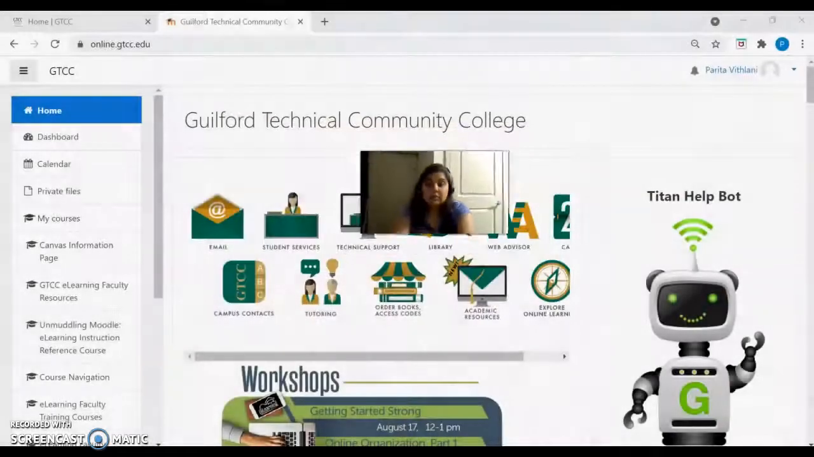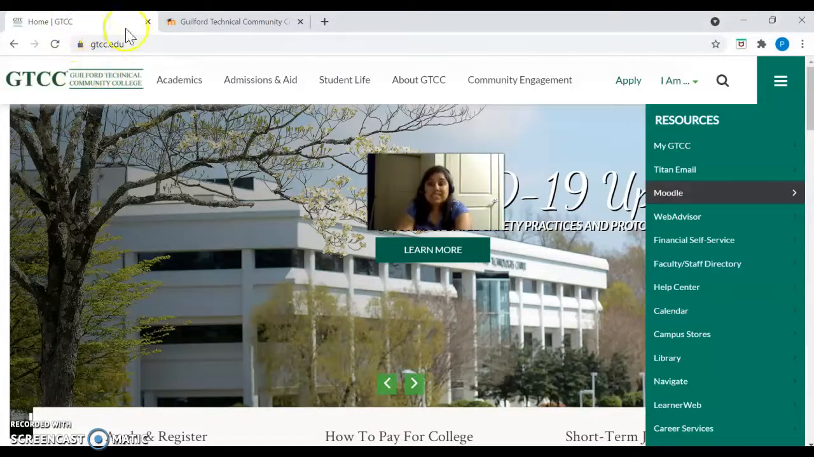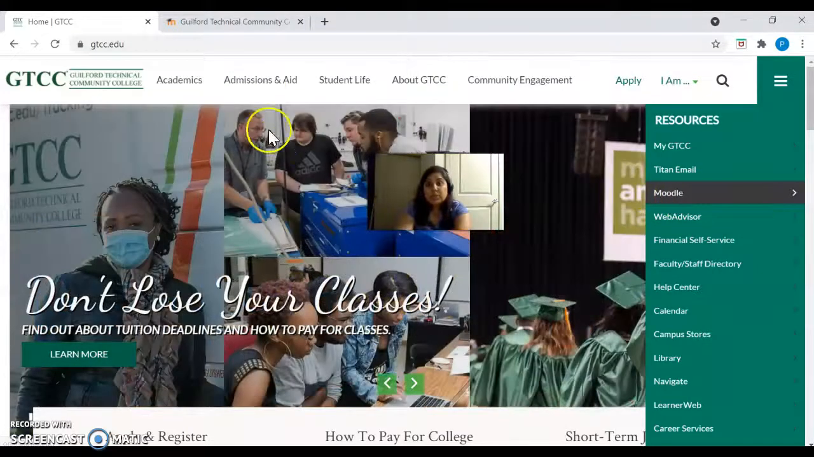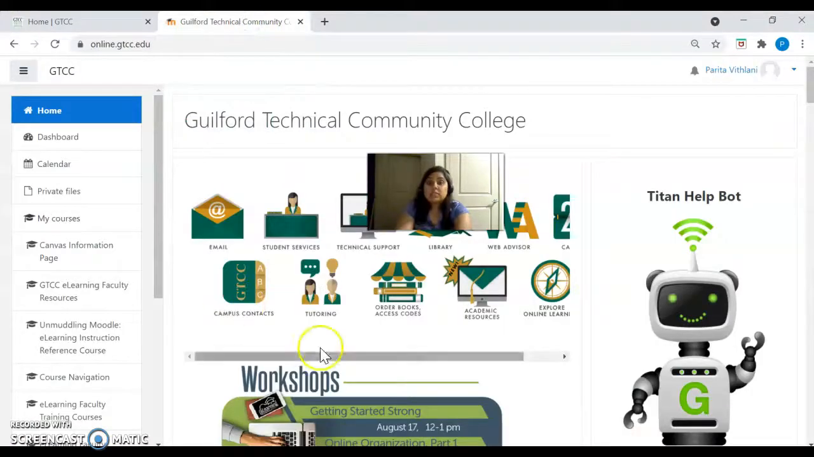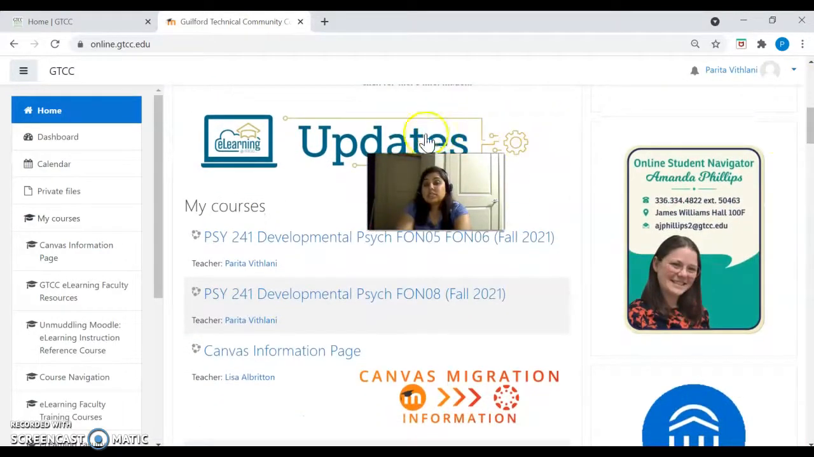The way you're going to get to your Moodle page: when you go to gtcc.edu, on the right hand side where you see the three lines, click on that and you'll be able to click on Moodle. Once you click on Moodle, you'll be able to log into your course Moodle page, and once you log in, on the home page, when you scroll down, you'll see all your courses listed for you.